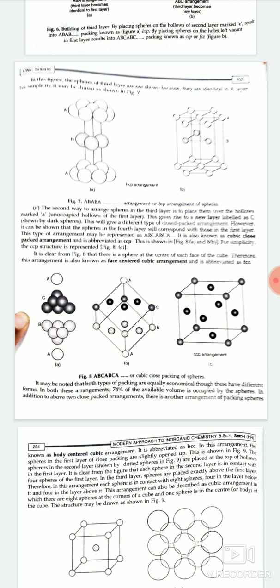This is shown in figures 8A and 8B. For simplicity, the CCP structure is represented in figure 8C. It is clear from figure 8 that there is a sphere at the center of each face of the cube. Therefore, this arrangement is also known as face-centered cubic arrangement, abbreviated as FCC. It may be noted that both types of packing are equally economical, though these have different forms. In both these arrangements, 74% of the available volume is occupied by the spheres.